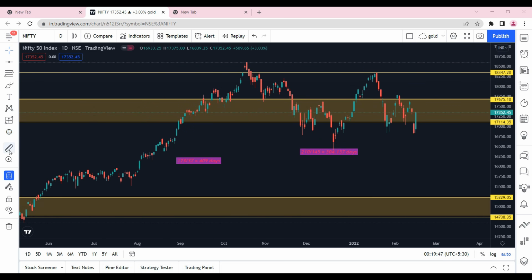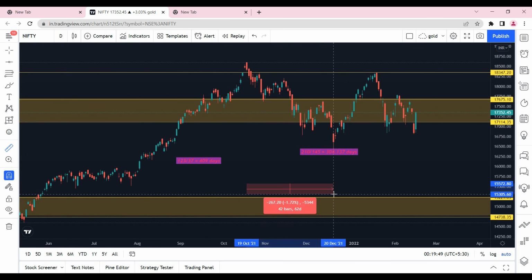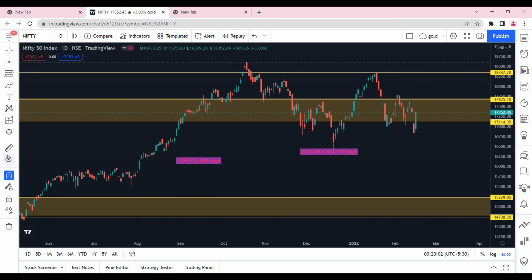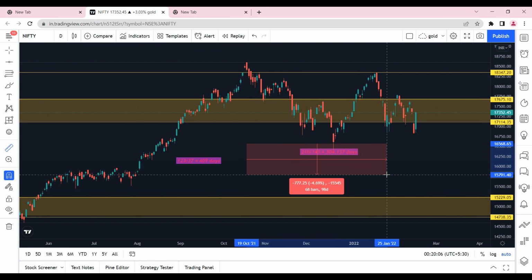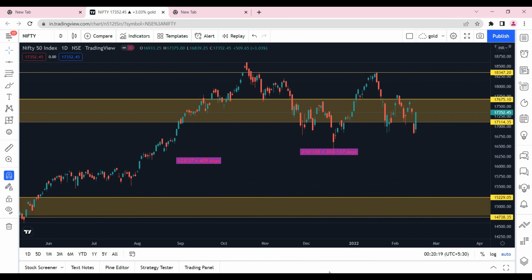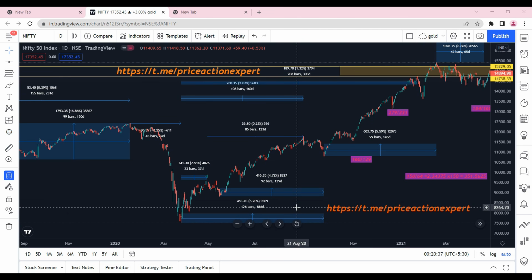So in recent times, I'm going to take this high and this low. It's actually 62 days. So 62 into 1.618 is equal to 100 or 101 days. You can see here. It's almost 100 days, okay? So you can see that there is a major low on this particular time. I hope you got an idea about this.